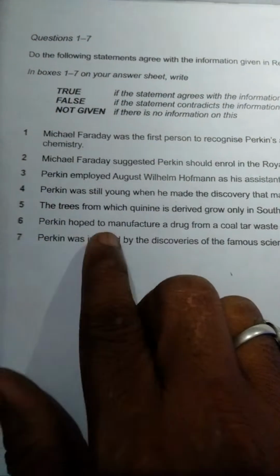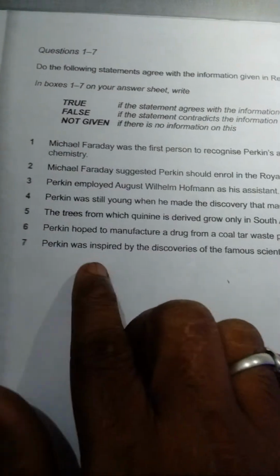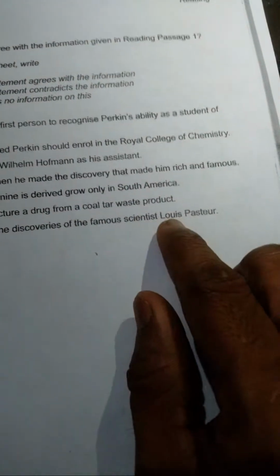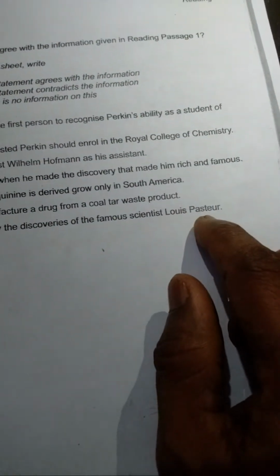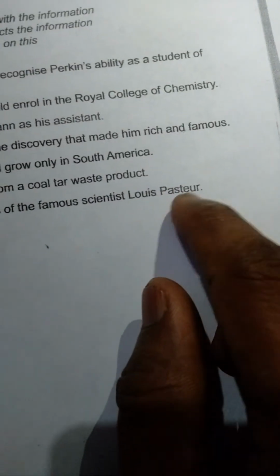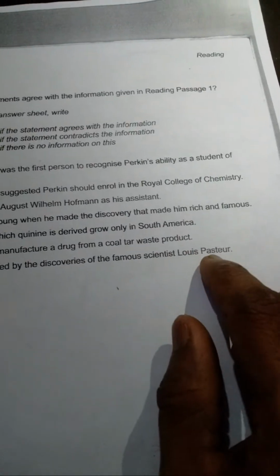Then, Perkin hoped to manufacture a drug from a coal waste product. And the last one is, Perkin was inspired by the discoveries of the famous scientist. The name mentioned is Louis. Okay, Louis what? It's Pasteur. So you need to go to the particular word where the name is mentioned, and you will get the answer. Let's see the position and I will get you the answer.